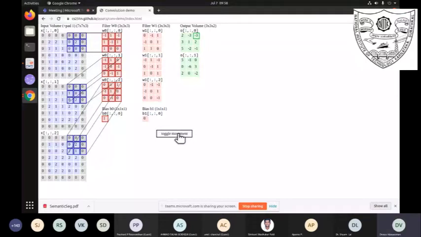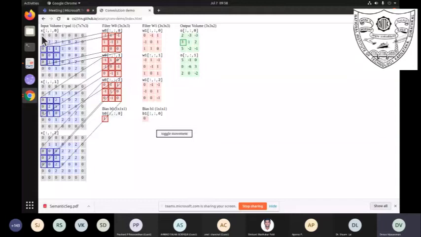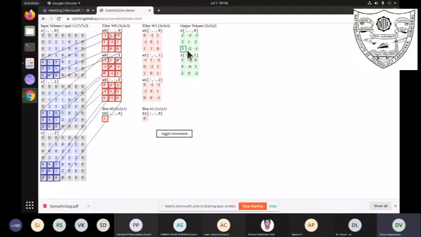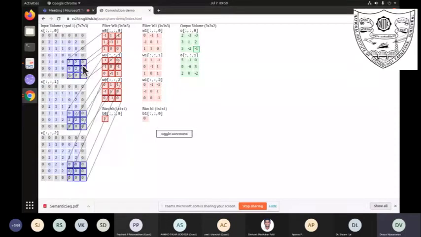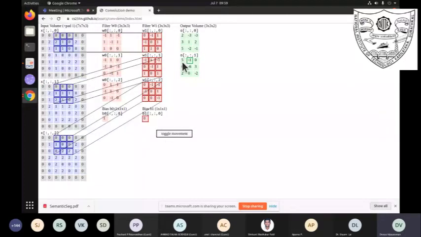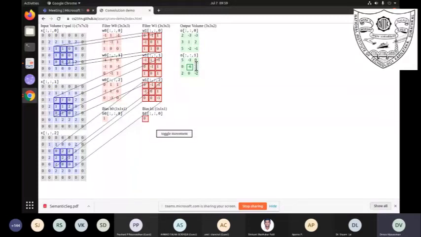And it continues. So it keeps on getting the first output. Once that first output is done, the first filter has passed through the entire image. Once that is over, now it will compute the second filter. For the second filter, it will do the same thing and get you the second output. Now that output is stacked together to create the output volume.